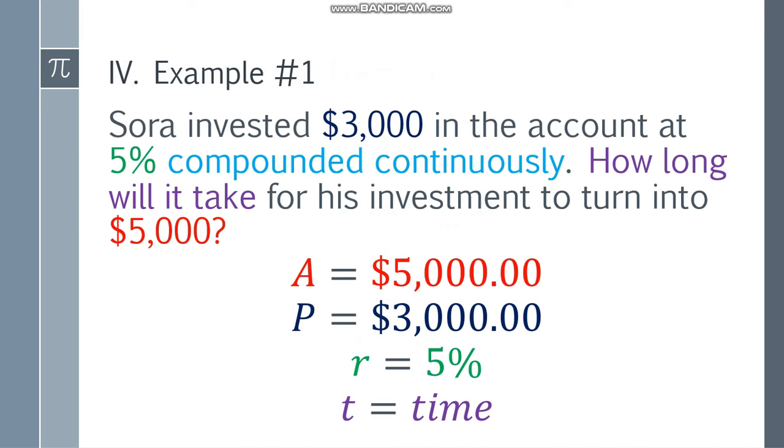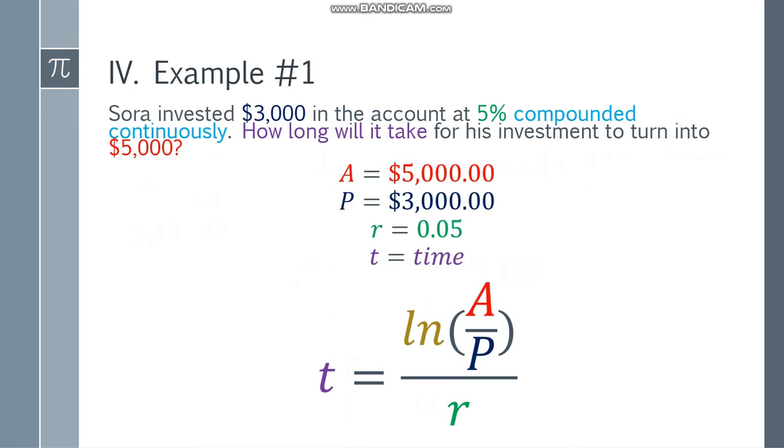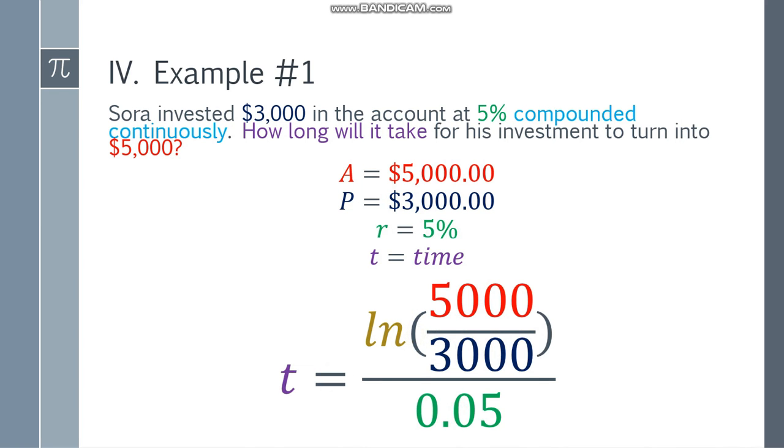Now remember, you have to convert first the percent into decimal form. So just divide it by 100 and remove the percent sign. That will be 0.05. Place the formula and substitute the values. We have the natural log of 5,000 over 3,000, ln of this, and the answer to that one, you divide it by 0.05.